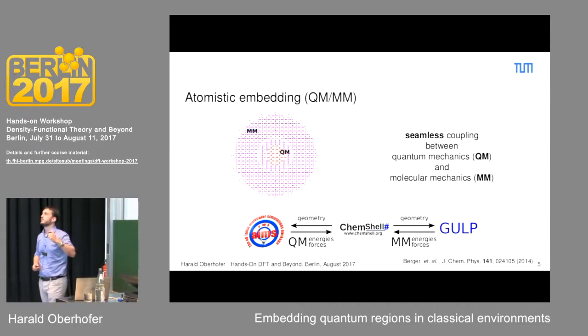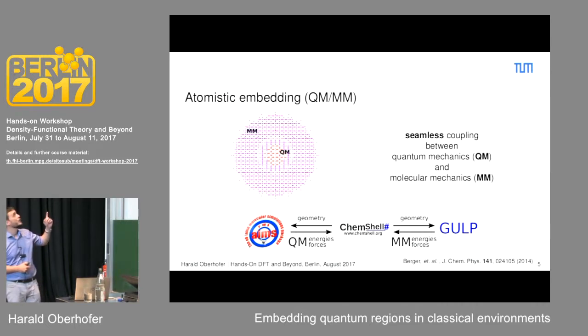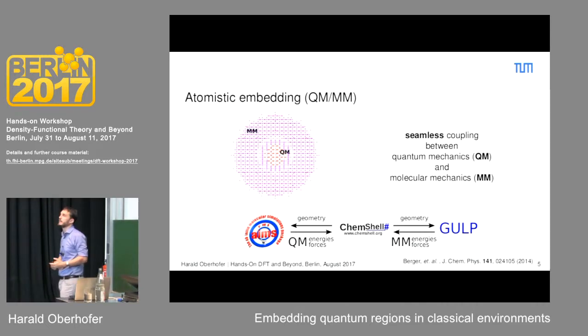Now, technically, we realize that with these three codes, with FHI-aims doing the DFT, or, well, the electronic structure, giving you, with the input of the geometry, energies and forces, feeding that into an intermediate layer, which is the ChemShell code, which itself does the same thing on the other side, feeding the geometry to a classical molecular mechanics code called GULP, which gives back energies and forces from the molecular mechanics side.